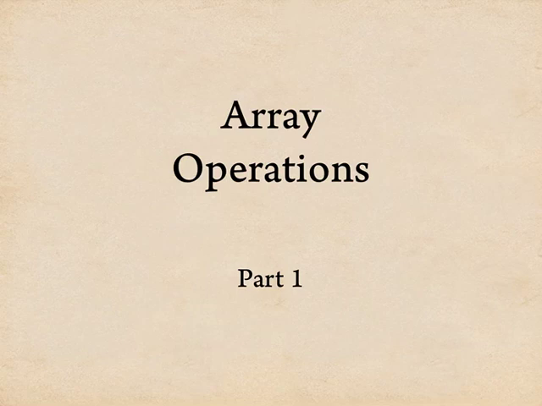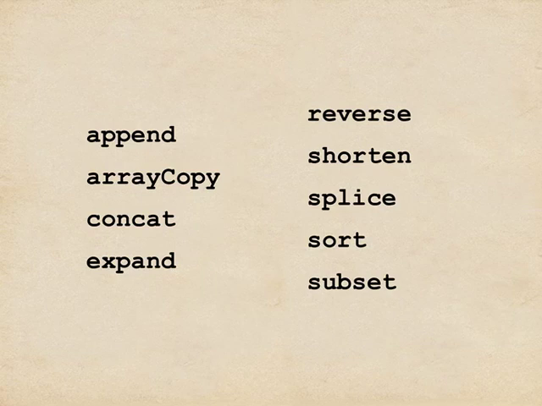As I said, there are 9 of them. And very quickly, I'll just identify what they each do and then we'll look at them in detail. So let's just run through them in alphabetical order. Append lets you stick one extra element onto the end of an array. Array copy, we've already seen, it's the means by which you create a new copy of an existing array. Concat is a weird name, but it's really just glue. It lets you take one array and stick it on the end of another.